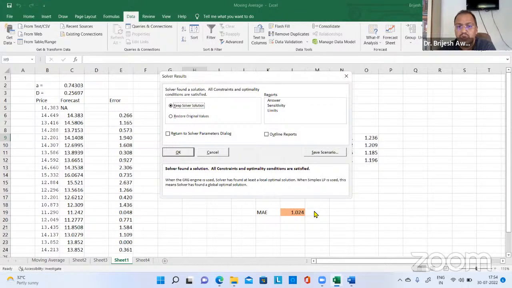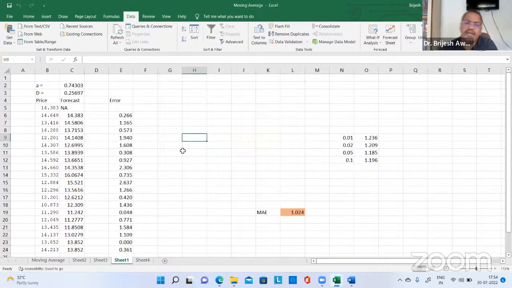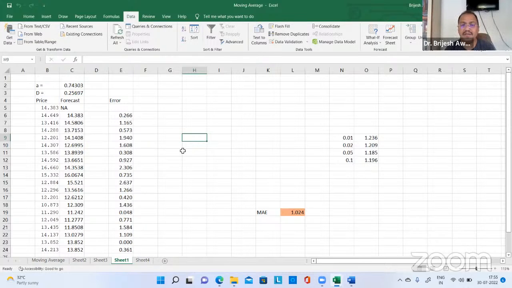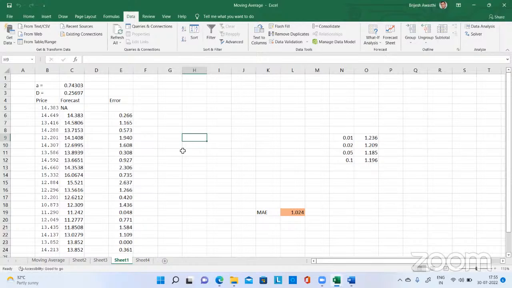Just click on solve. When I click on solve and click OK, what is the value of A? 0.74303. 0.743, right? That means, sir, for this value of A, our error is minimum. Am I right or wrong? Yes, sir. It has been minimized.